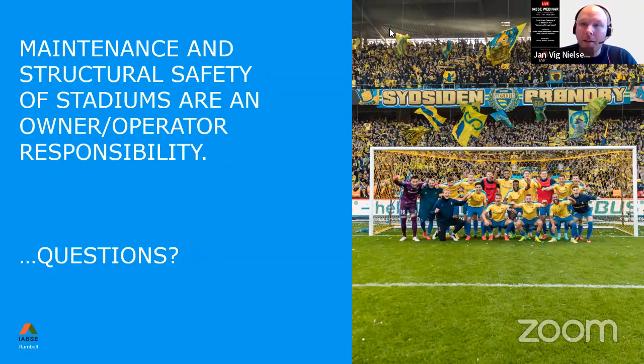I can start. I've worked with clients operating existing structures for many years. So how did they react when you told them that they needed to restrict access to their stand, even though it had been active for 20, 30 years without any problems?